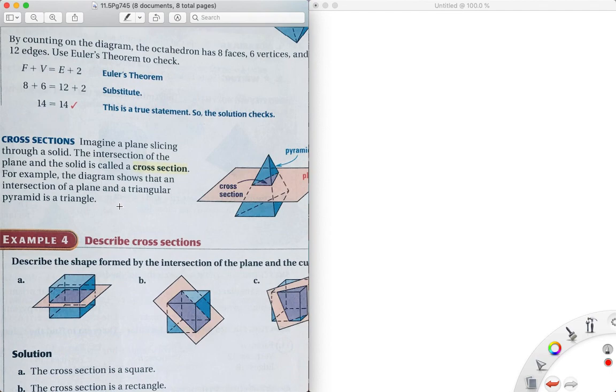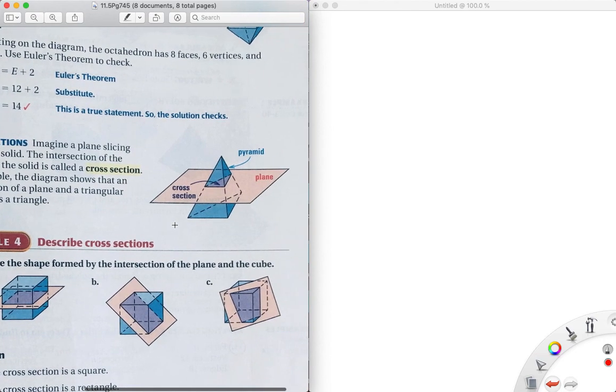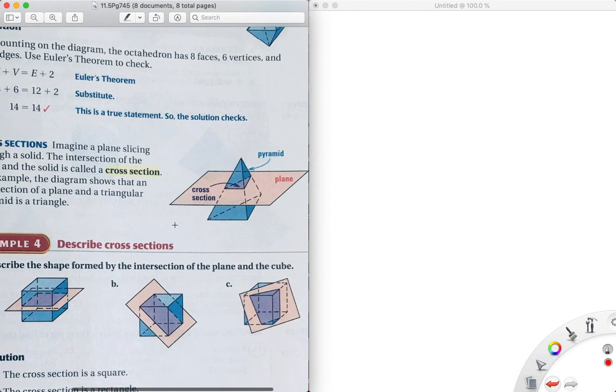Cross-section. A cross-section is when a plane intersects a particular solid and it forms a 2-dimensional shape. So here we have an example of a plane intersecting with the pyramid, and their intersection forms the cross-section. And if you notice, the cross-section is a triangle. So you get a two-dimensional shape out of using a plane intersection with a solid. Cross-sections are always 2-dimensional shapes.